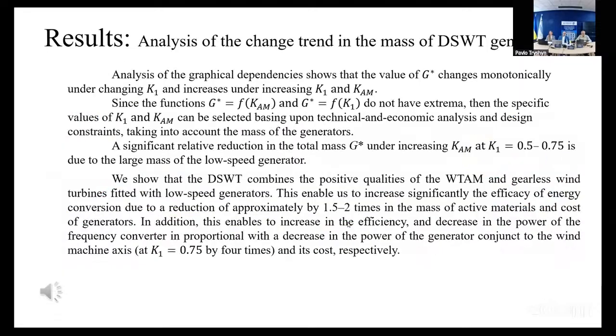Analysis of graphical dependencies shows that the value of relative G changes monotonically, increasing with increasing K1 and KAM. Since the functions in figure 3 and figure 4 do not have extrema, the specific values of K1 and KAM can be selected based upon technical and economical analysis and design constraints, taking into account the mass of generators. A significant relative reduction in total mass, relative G, under increasing KAM at K1 equal to 0.5 to 0.75 is due to the large mass of the lower speed generator.